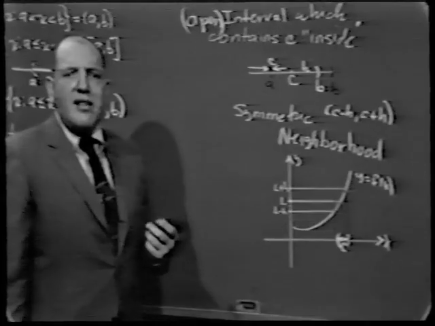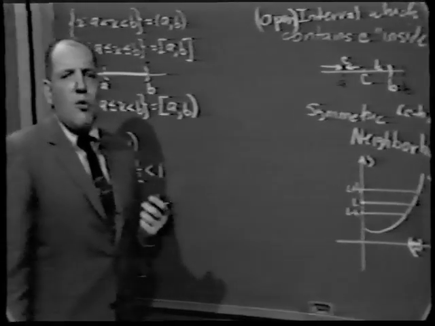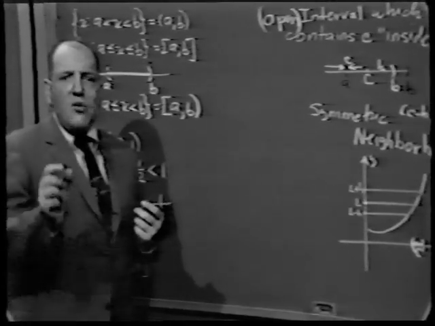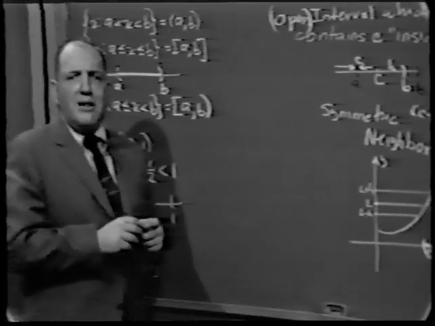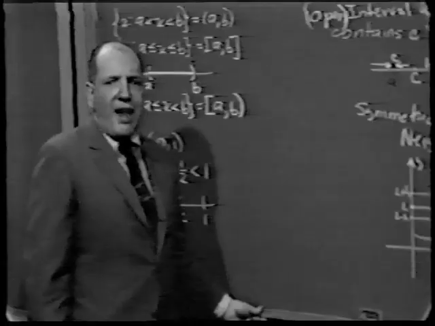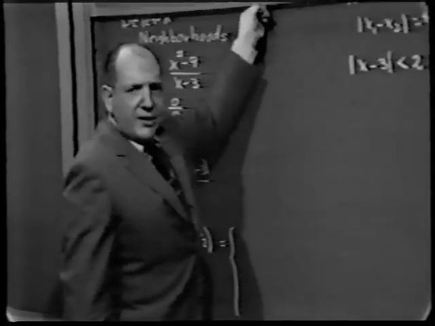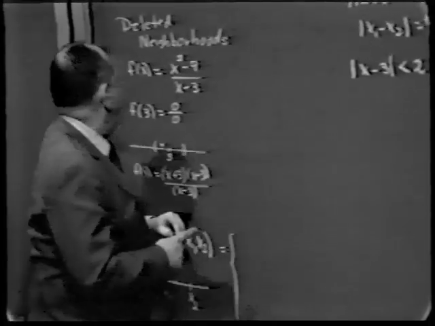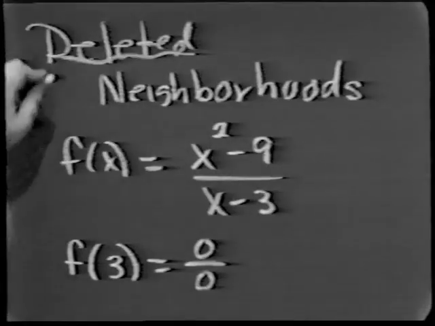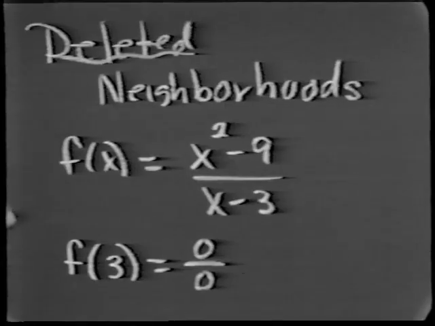But why are we interested in neighborhoods in the first place? And the answer is that in many cases, what we're going to be doing is studying what's happening near a particular point c, and want to know what's happening just before and what's happening just after. The next important concept that's connected with neighborhoods is the idea of a deleted neighborhood. And that, in turn, is very strongly connected with 0 over 0.